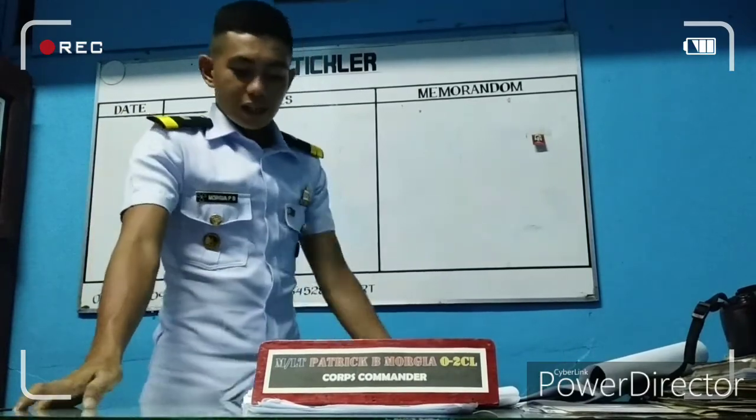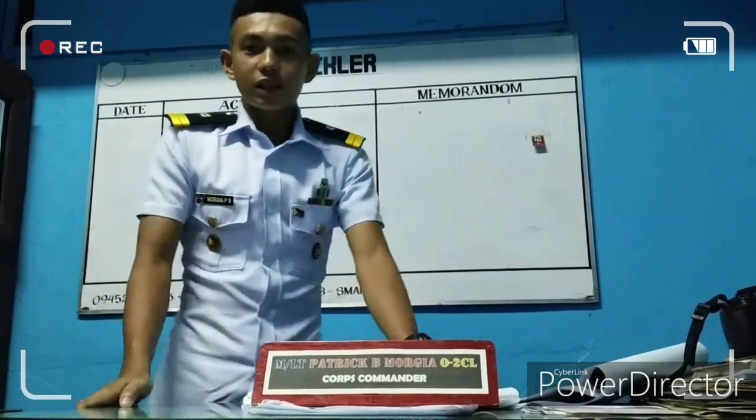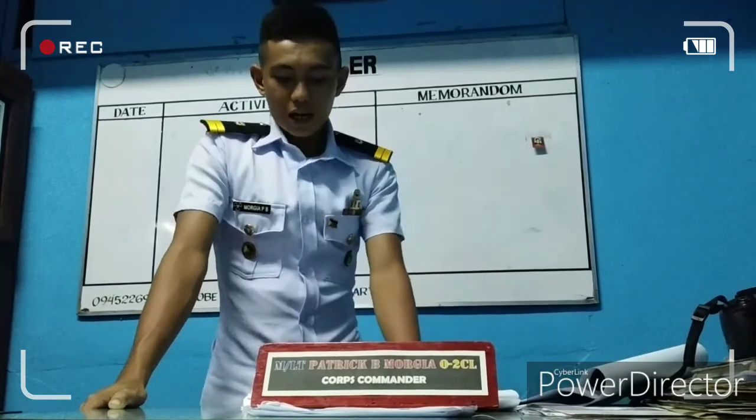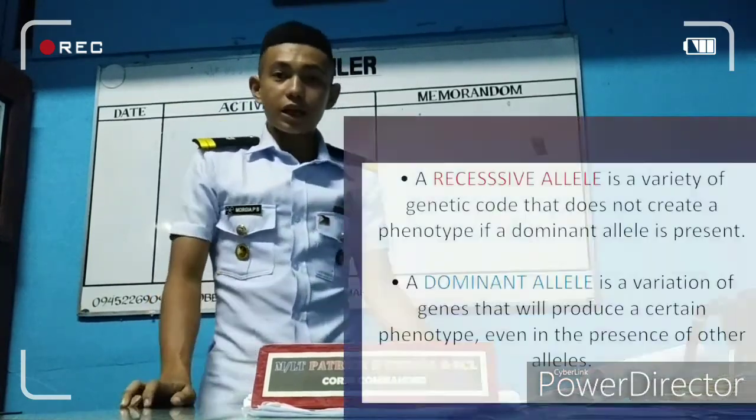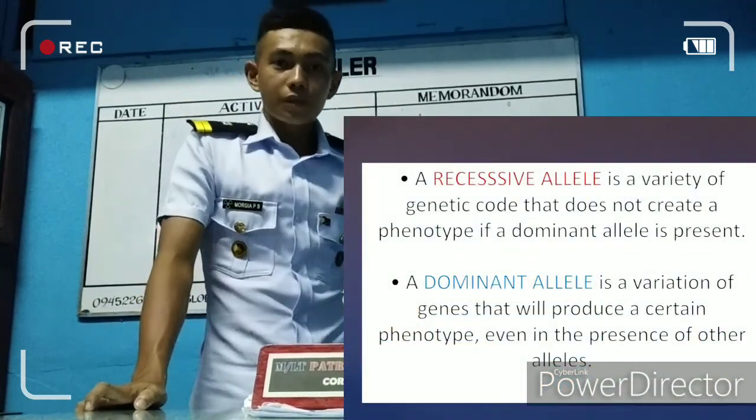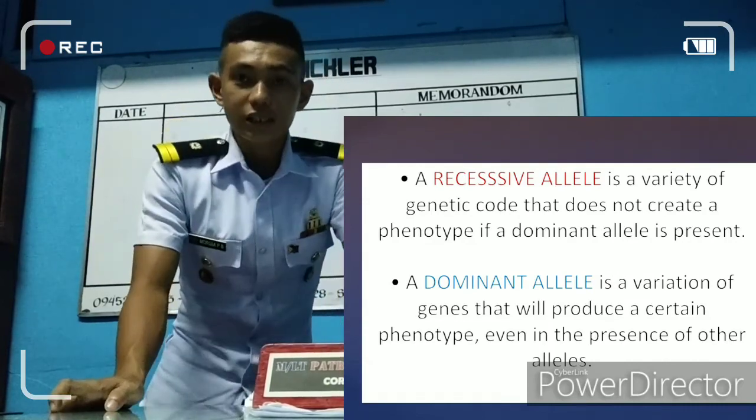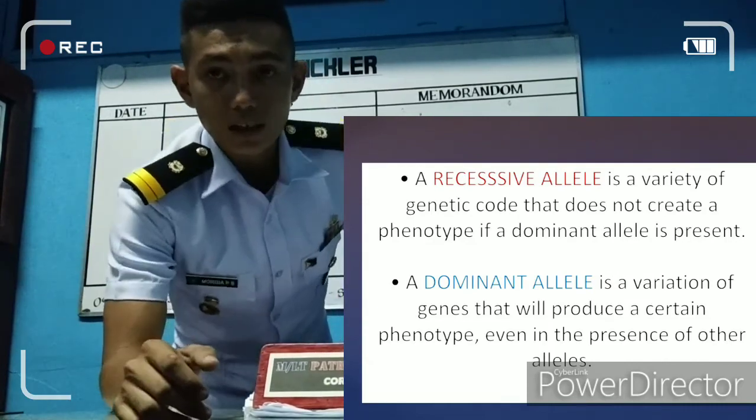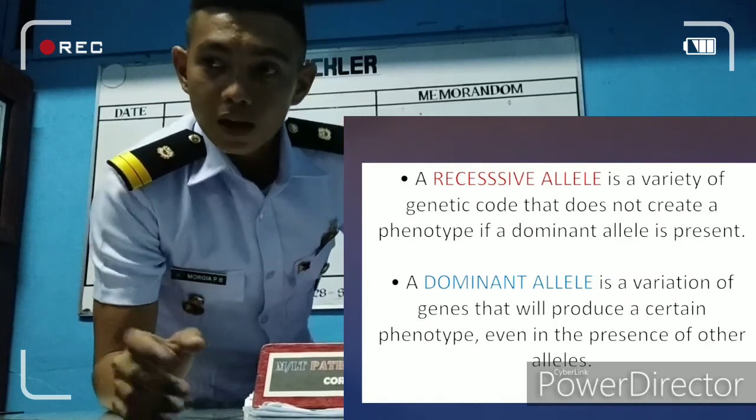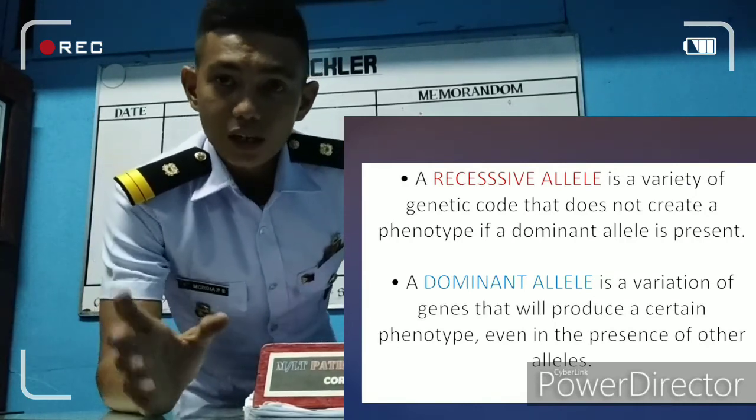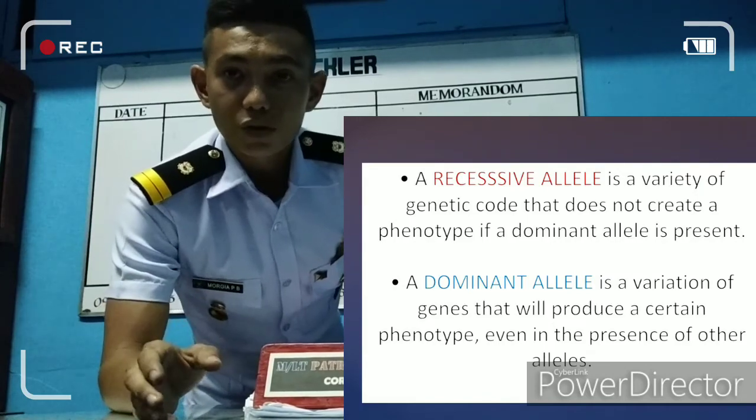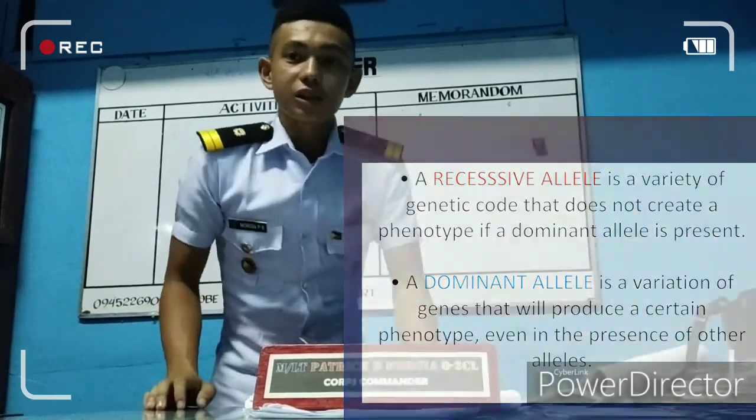So, alleles have two types: the dominant allele and the recessive allele. Dominant allele is a variation of genes that produces a phenotype even in the presence of other alleles. Recessive allele is a variety of genetic code that does not produce a phenotype in the presence of other alleles or of the dominant allele.